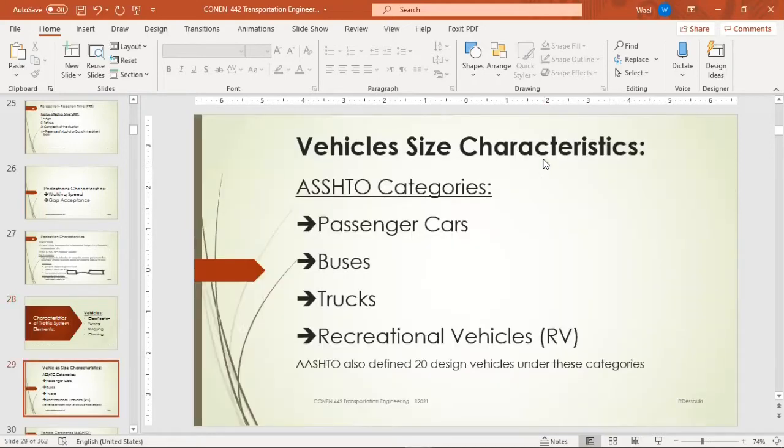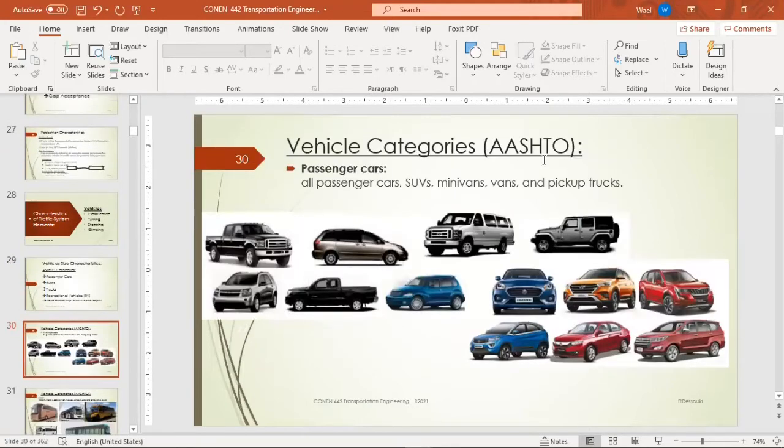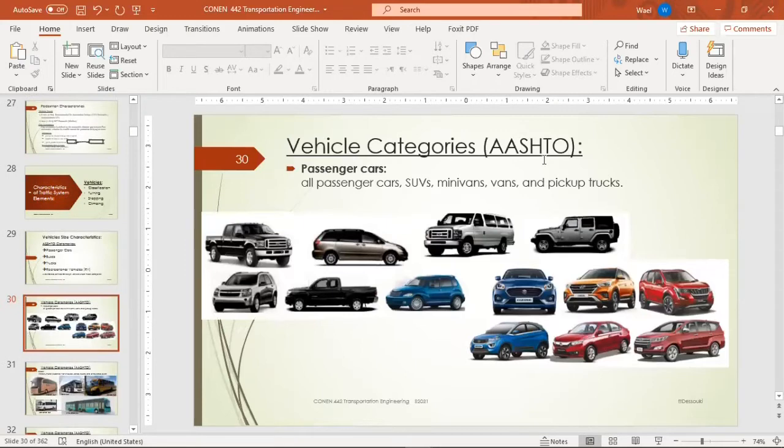So, according to AASHTO, there are four categories of vehicles: passenger cars, buses, trucks, and recreational vehicles. What do we mean by passenger cars? What we see here, all of these are considered passenger cars. Yes, we call it a van. This is a minivan, but according to AASHTO, it's a passenger vehicle. Some might consider this a truck. No, this is a pickup truck.